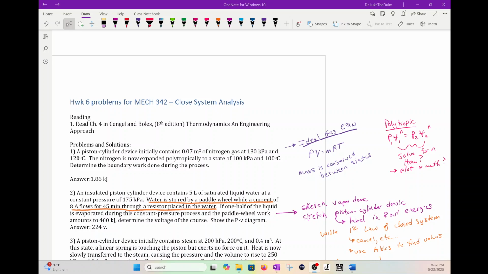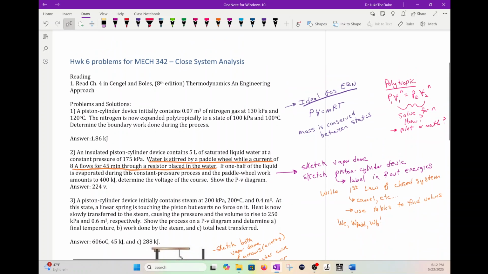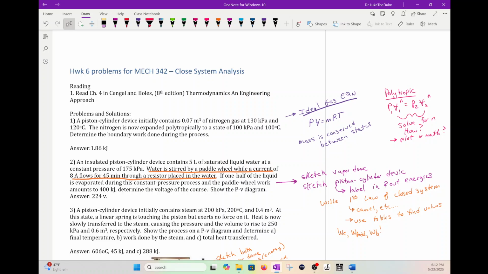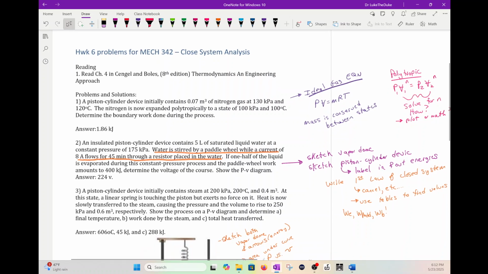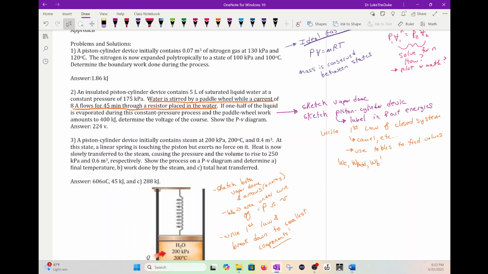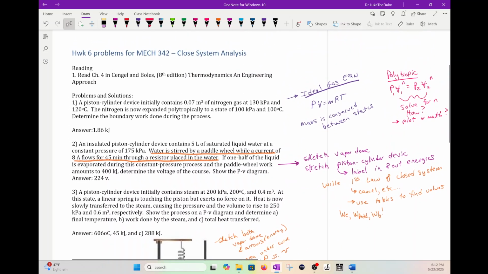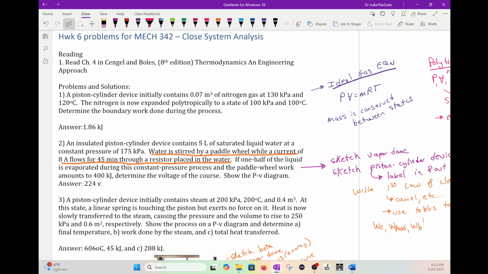All right, let's take a look at homework 6. So again, you got 3 problems. It involves polytropic boundary work, and the next 2 involve diving deep into the first law of a closed system. Okay, so if we look at problem 1, you have a piston cylinder device.